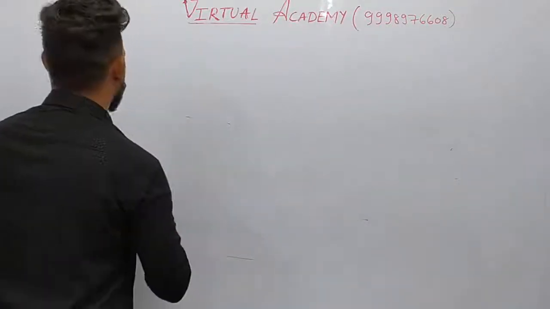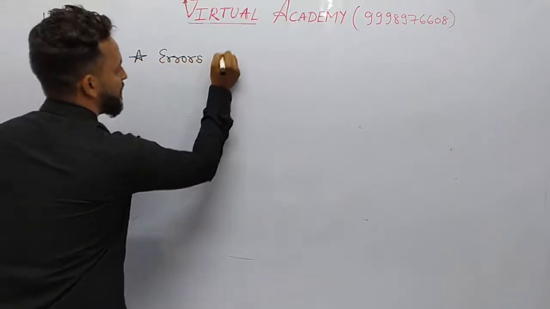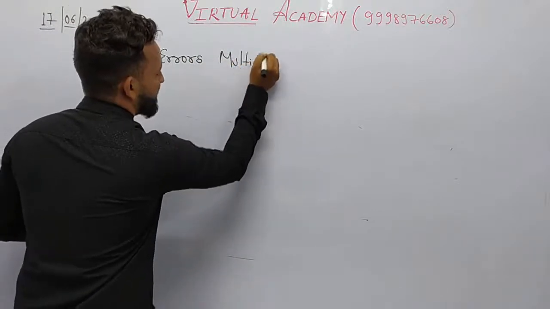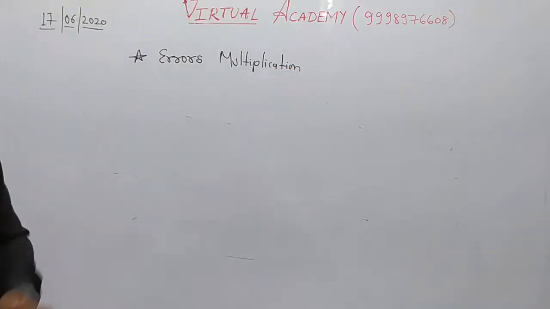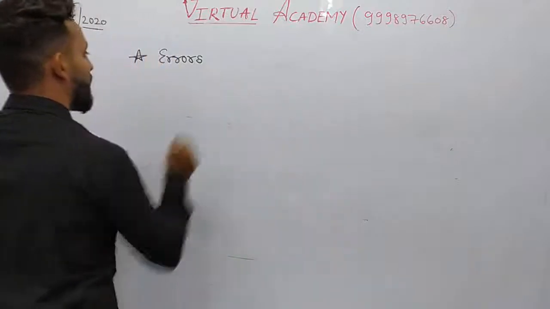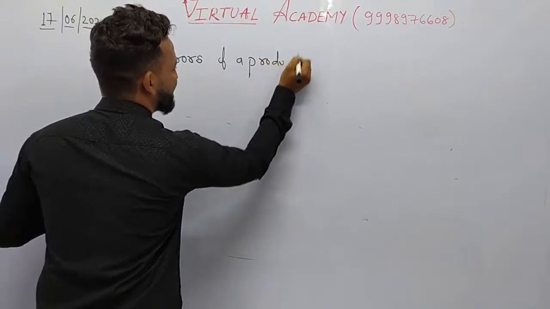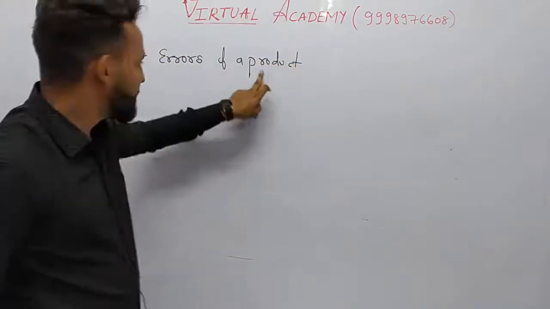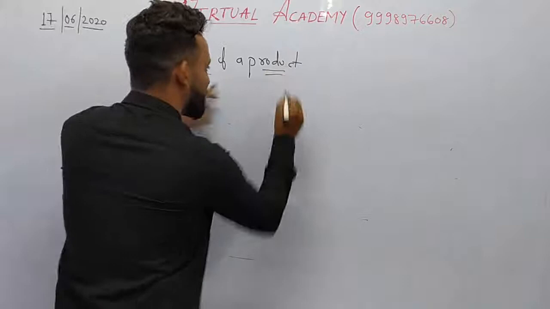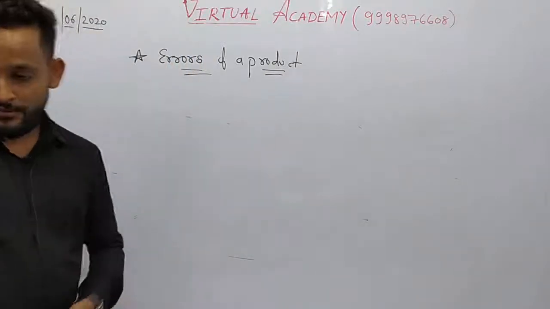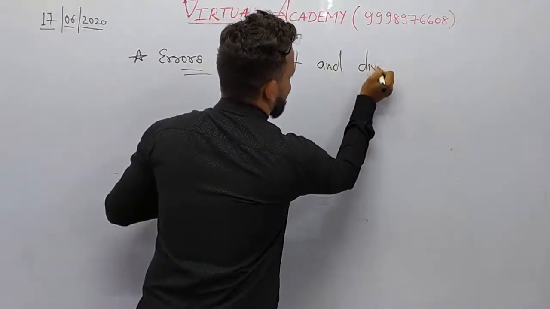Now after that, we have to go for error of a product. Clear? What is a product? It's simply multiplication. We can write product as multiplication. So now we have to deal with the error of a product, and after that we can go for division.